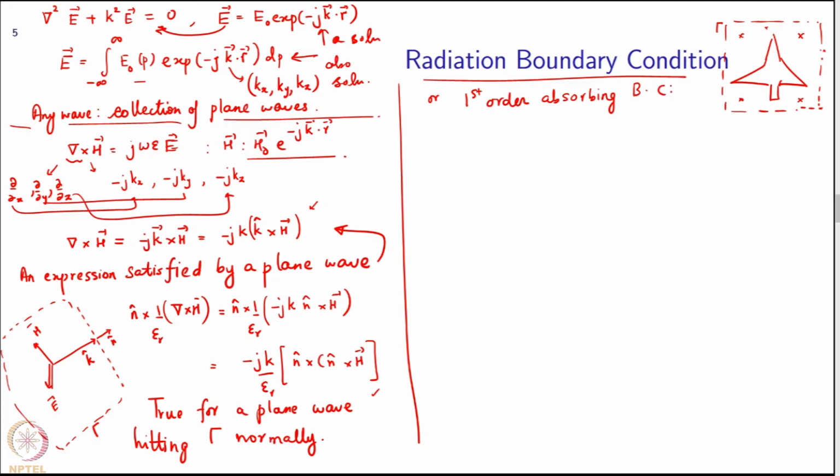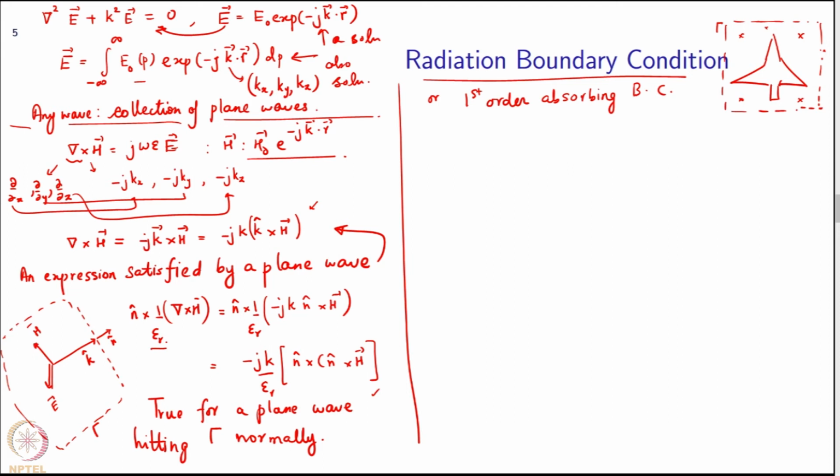The question is, why are we keeping this 1 by epsilon r? Well, because if epsilon r were a function of space, then technically speaking, I may not get a plane wave like solution over there. So the approximation of replacing curl of h by k cross h will not be valid.